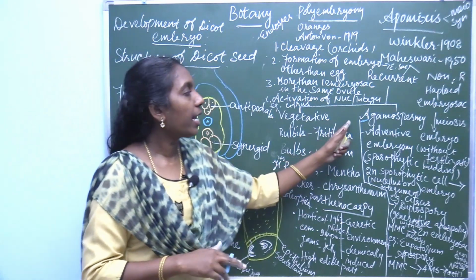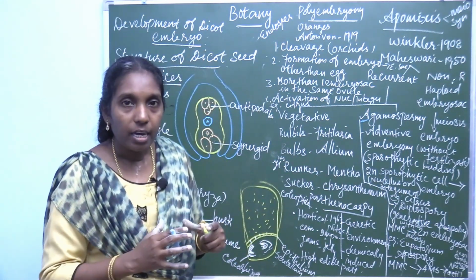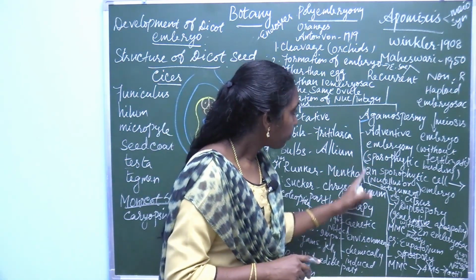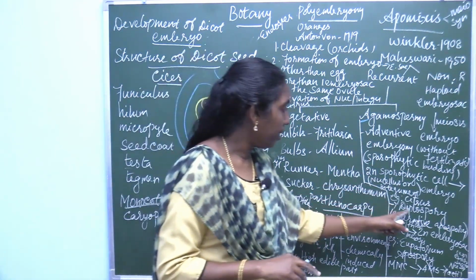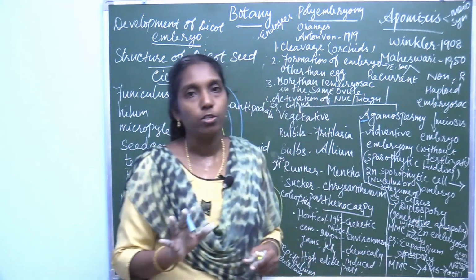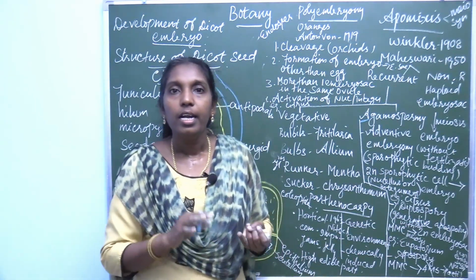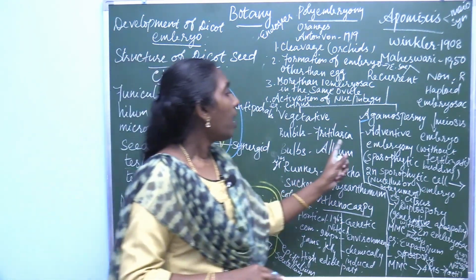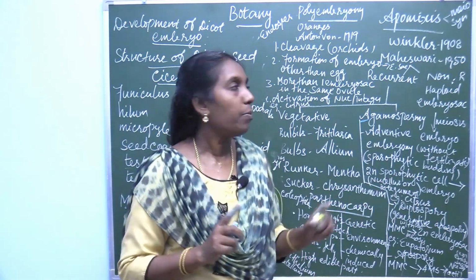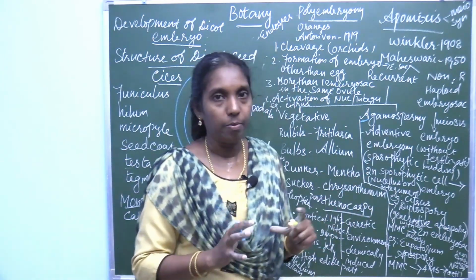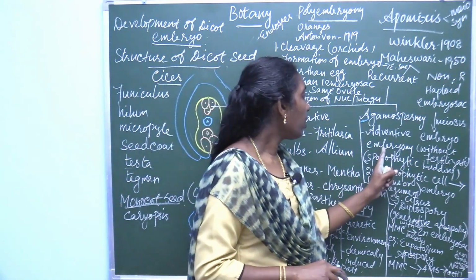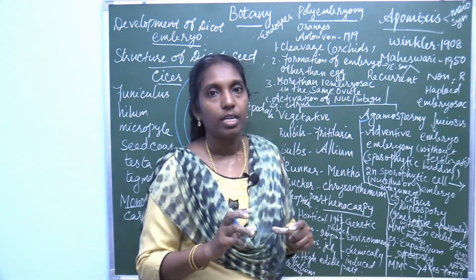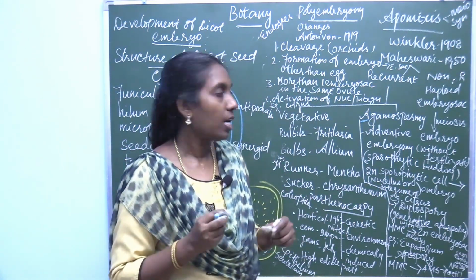Then another type is agamospermy. Agamospermy is again classified into three different types: adventive embryony, diplospory and apospory. What is the difference among these? Adventive embryony, the first type of agamospermy apomixis, is otherwise called sporophytic budding.